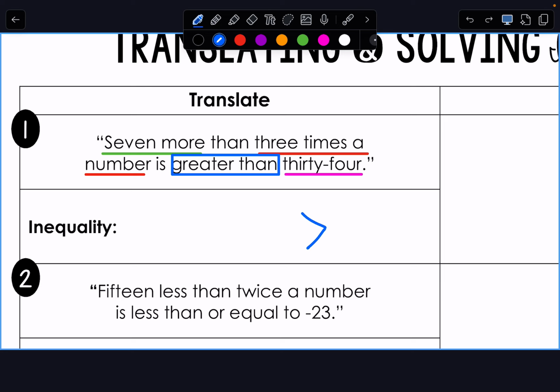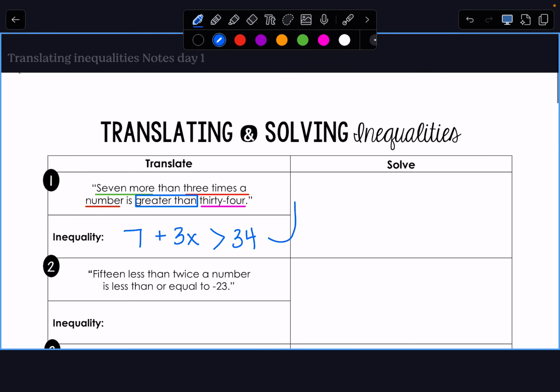Okay, so here's the deal. There is no equals because we're only doing inequality, okay? So I know that this is kind of confusing. 7 more than 3 times a number. I like the 7 and I like the 3x, but what goes in between, Marius? It means a plus sign. Okay, and what are we greater than? 34. So this is giving us an inequality to solve. So I'm going to write 7 plus 3x is greater than 34.